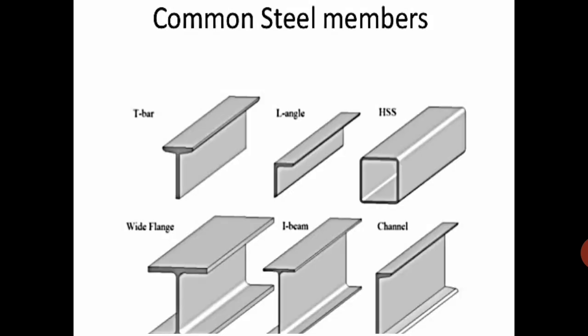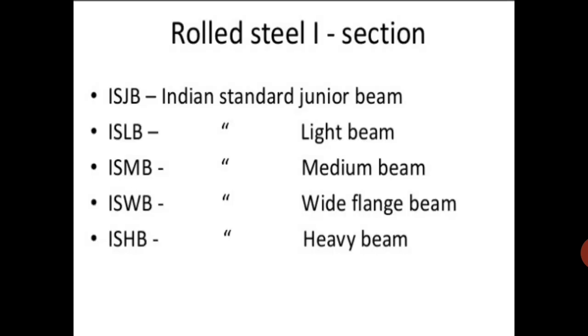So common steel members, this is the 3D diagram. First is the T bar. Second, L angle sections. Third, HSS section, which means hollow structural sections. Wide flange section, then I beam sections, then channel sections. Okay, these are the diagrams of steel members.